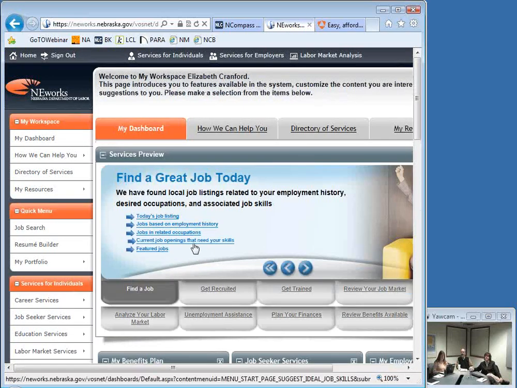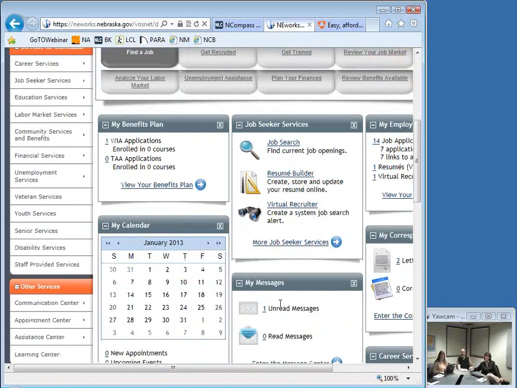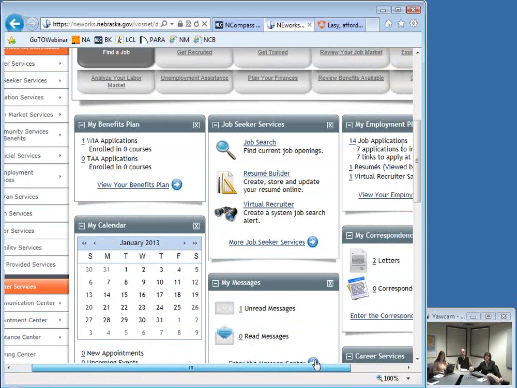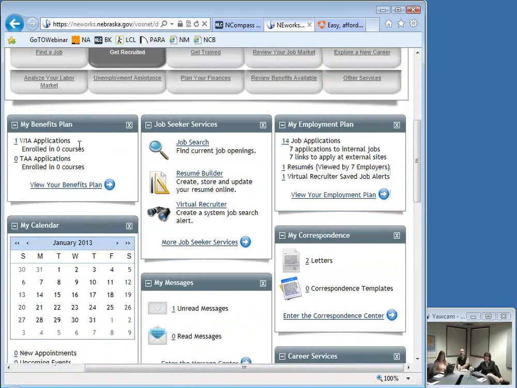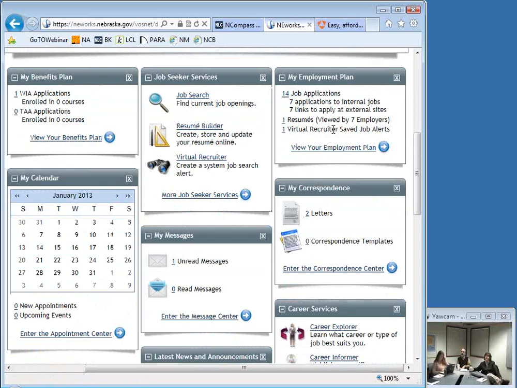I like the dashboard look. It seems a lot easier to navigate. Plus, I can change any of these things around. So if I have a benefits plan, and of course this is my test, whether I've enrolled in a trade or a WIA program, or I want to come in here quite often and look at a job search and do my resume builder, or my employment plan. I can look and see I've had 14 job applications. I've made 7 applications to internal jobs, and this reflects their entire history as well. So a few years ago when I actually was using NEworks to search for employment, I could see that I had 14 job applications. I also now have a virtual recruiter.